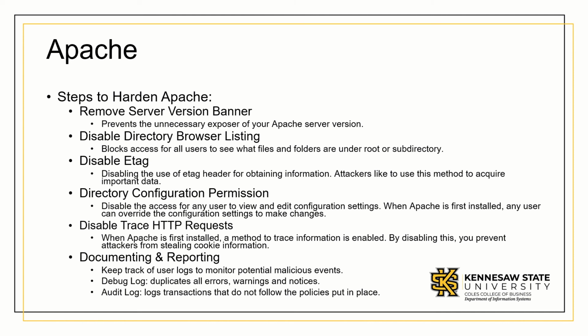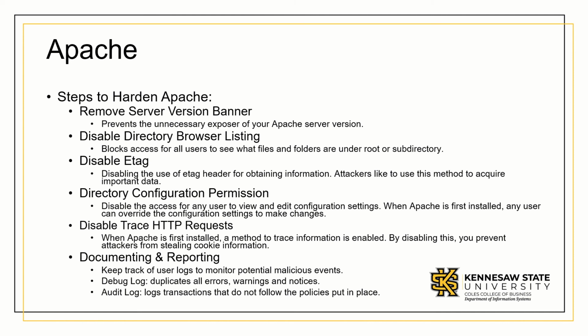permission. Disable the access of any user to view and edit configuration settings. When Apache is first installed, any user can override the configuration settings to make changes. Disable trace HTTP requests. When Apache is first installed, a method to trace information is enabled. By disabling this, you prevent attackers from stealing cookie information. And once again, documenting and reporting.